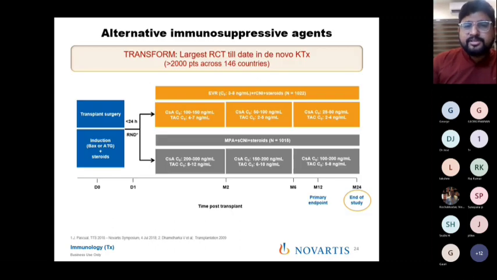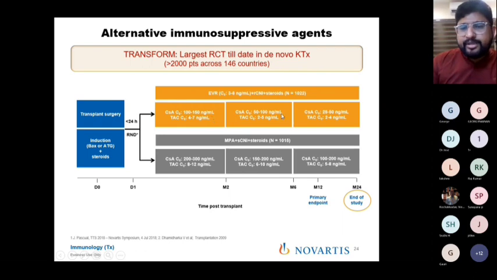Based on this, there was a recently published study, the TRANSFORM study, which is the largest randomized control trial to date. It is about de novo kidney transplant. More than 2,000 patients across 146 countries were involved, where the pre-transplant induction was either basiliximab or ATG as per the choice of the patient, with steroids. In less than 24 hours, they were randomized into two groups. The first group was low dose everolimus plus low dose CNI plus steroids, and the second group was MMF with CNI plus steroids.